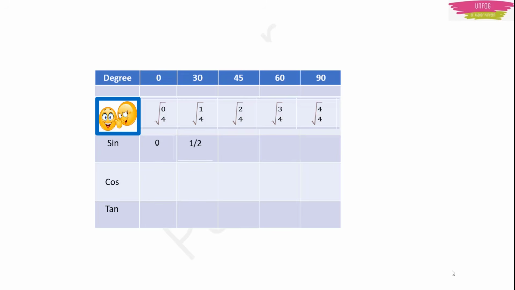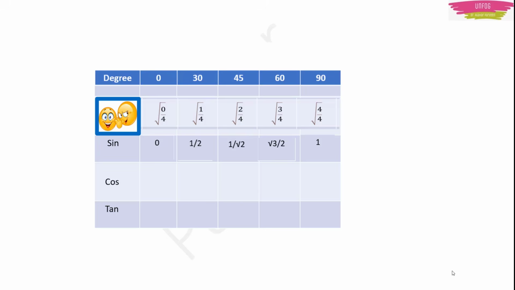Like that only for sine 45, you have written 2 by 4, right? What will be the value? Twos will get cancelled and you will have 1 by square root of 2. Like that only for square root of 3 by 4, what will it be? You will have square root of 3 by 2 because 3 does not have any root, right? 4 is having 2. Like that only for square root of 4 by 4, your answer will be 1. So sine 90 will be 1. Okay, this is the trick. If you learn this much, you can complete the entire table now. First you write 0, 1, 2, 3, 4.